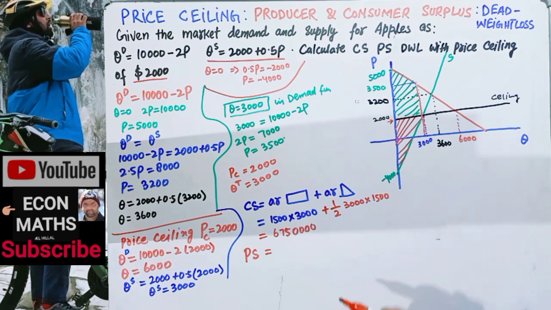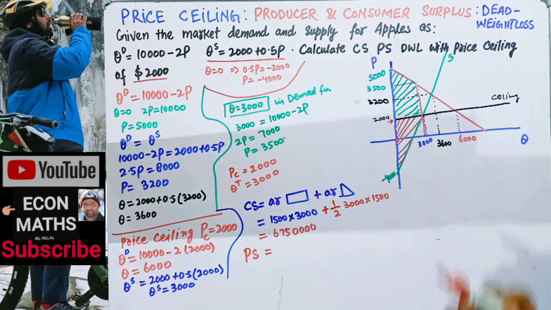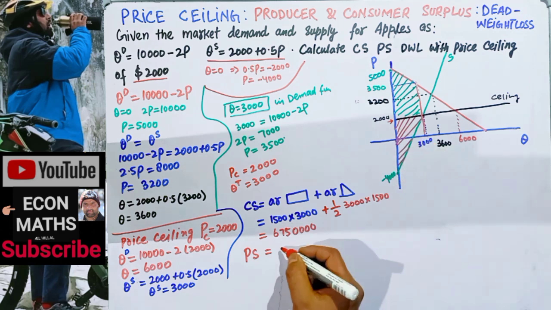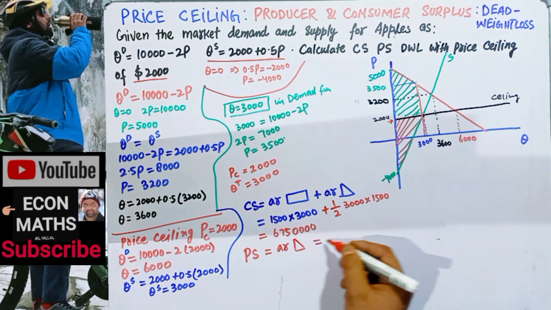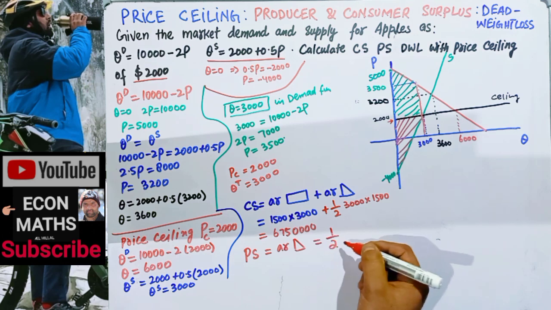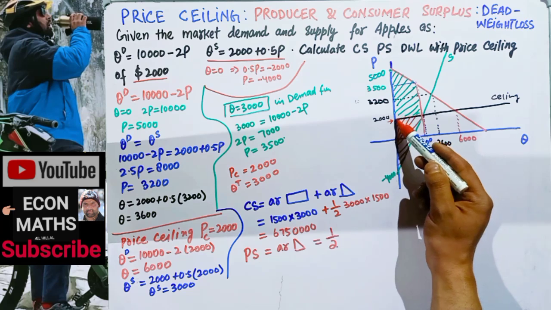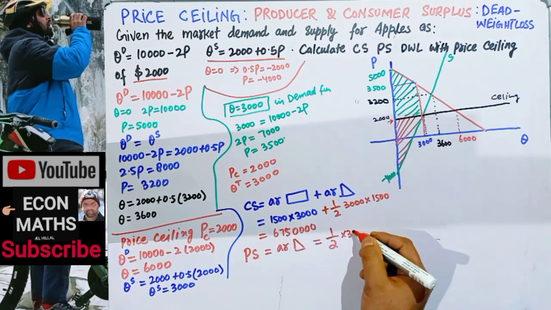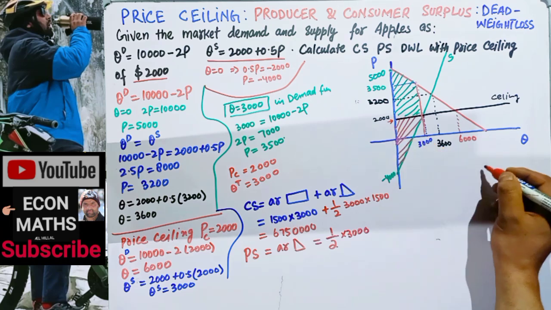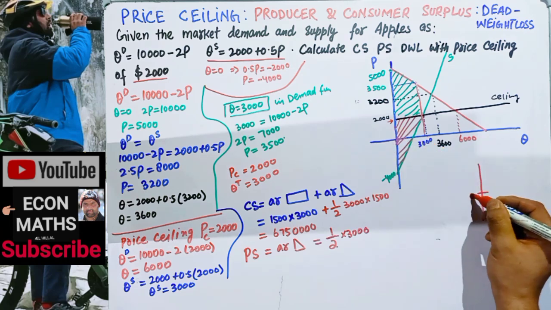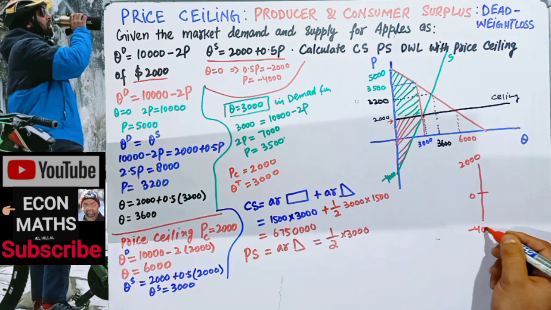The area which is below the price ceiling and above the supply curve is a triangle, so we have to find the area of the triangle. The area of a triangle is 1/2 of base, which is from 0 to 3000, so it is 3000, times the height. Let us see what the height is. Here we have 0, here we have 2000, here we have negative 4000.